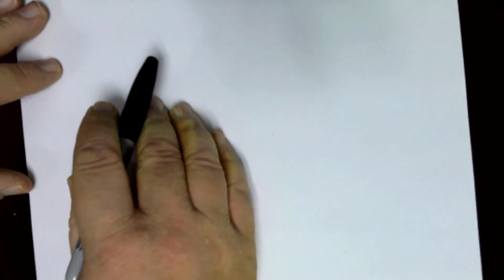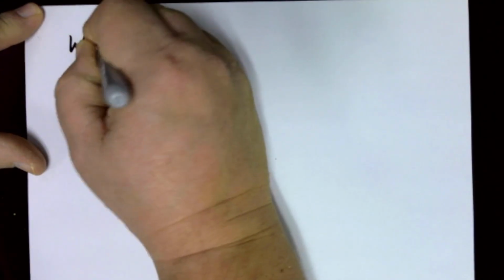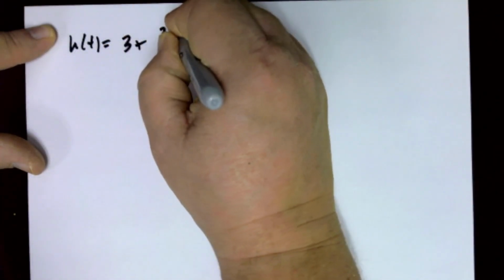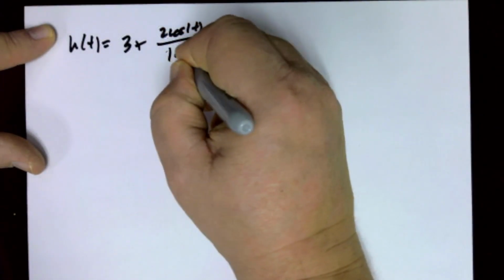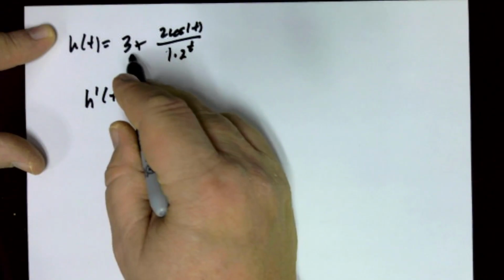So our h of t is 3 plus 2 cosine of t divided by 1.2 to the t power. So h prime of t. The derivative of 3 is 0, so that's not going to do anything.